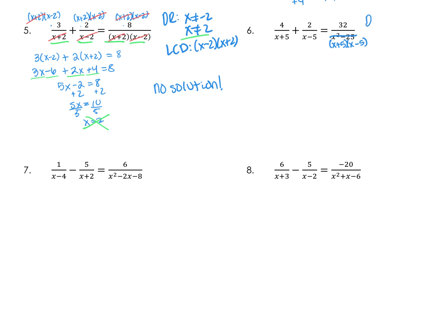Now we can use our domain restrictions. So if we put x plus 5 equal to 0, we'll get x cannot be -5. And then x minus 5 equal to 0, we'll get x cannot be 5. And then for our LCD, we see an x plus 5 in 2 of the denominators and an x minus 5 in 2 of the denominators. So that will be our LCD. So we'll multiply everything over here by x plus 5, x minus 5.